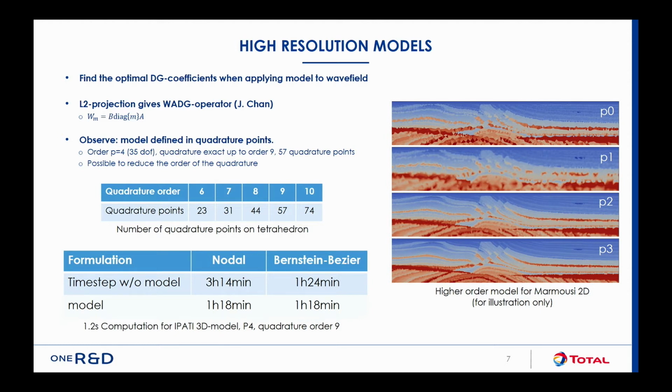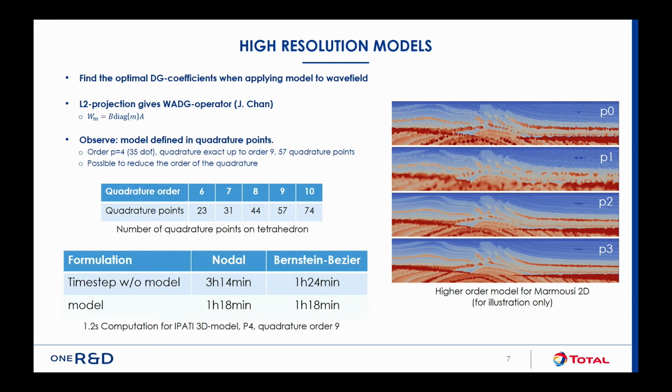So for order P4, which is what I usually use, you have 35 degrees of freedom, but then you have to use a quadrature that is at least exact up to 2 orders, because you take an integral of 2 basis functions plus the model. So usually we use 2p plus 1, and then you get 57 quadrature points. And it's possible to reduce that by introducing a little bit of numerical error in the quadrature.